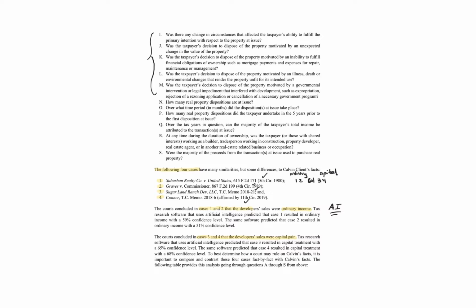Now, when you're looking at the artificial intelligence software, there are only 2 outcomes, and it's a continuum. Ordinary is over here at 100% certainty, and over here is capital. The idea is that the middle is 50%, and we go up from 50%, so it never goes below 50%. 50% would mean it's a toss-up. But if it's 51%, it would be 51% or more for each of these, so you're never going to go below.